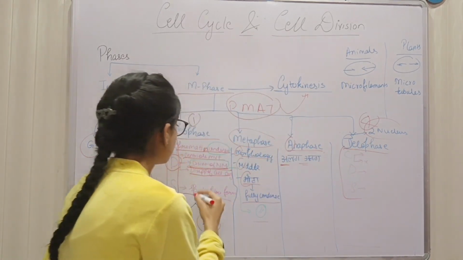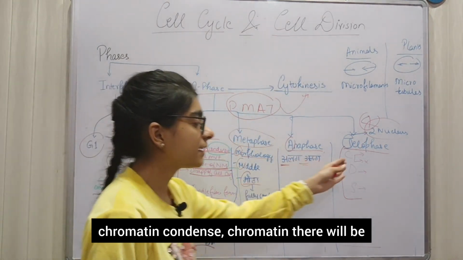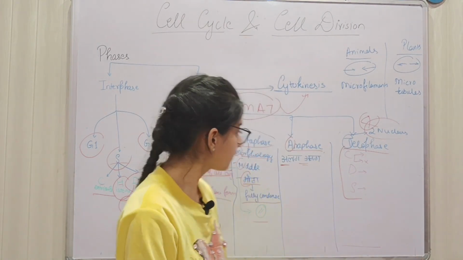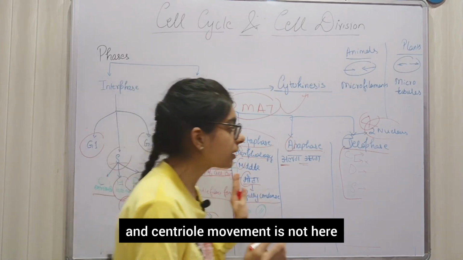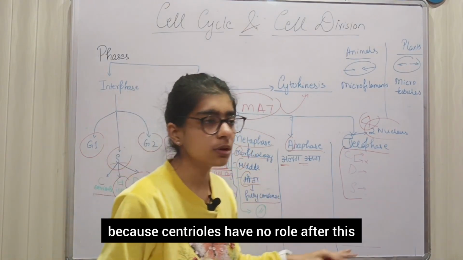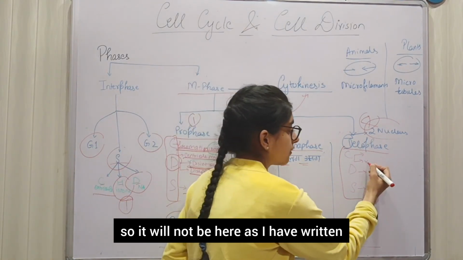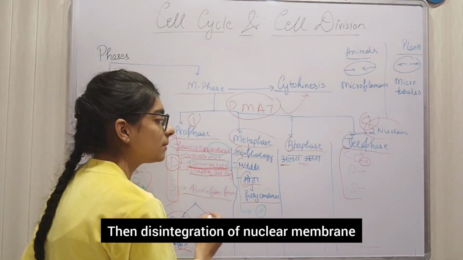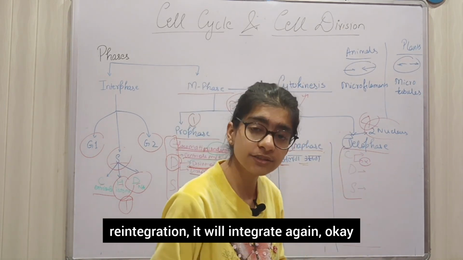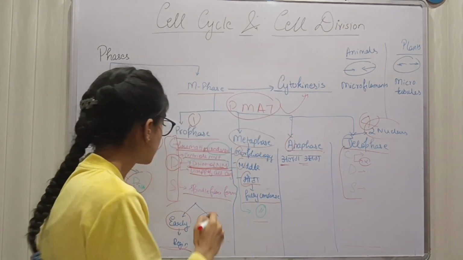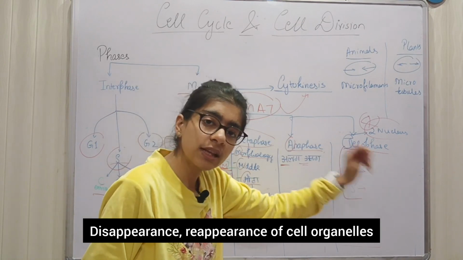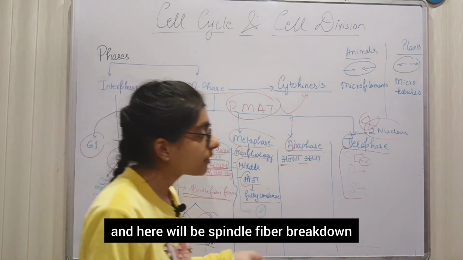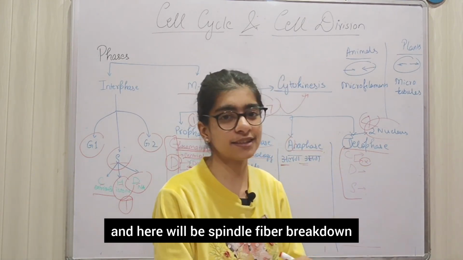So see, chromatin condense becomes chromatin recondensation, we can say. And centriole movement is not here because centrioles have no role after this, so it will not be here as I have written. Then disintegration of nuclear membrane becomes reintegration, it will integrate again. And disappearance becomes reappearance of cell organelles. Then spindle fiber formation, and here will be spindle fiber breakdown.